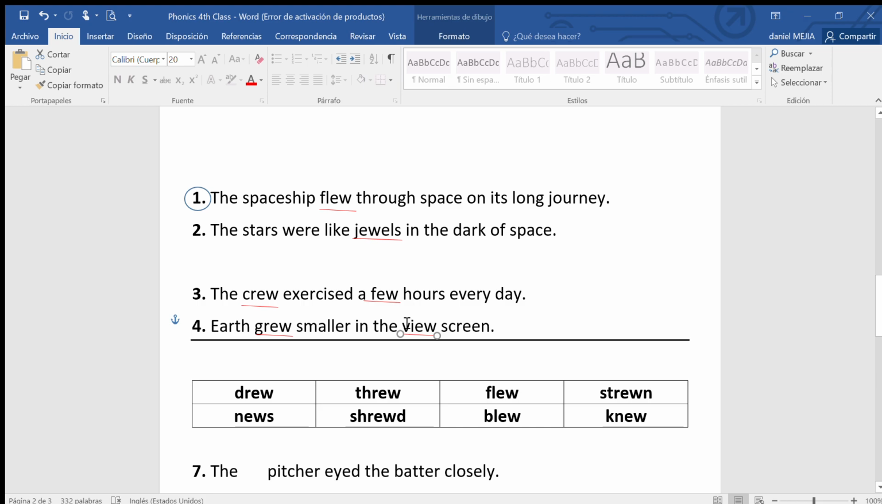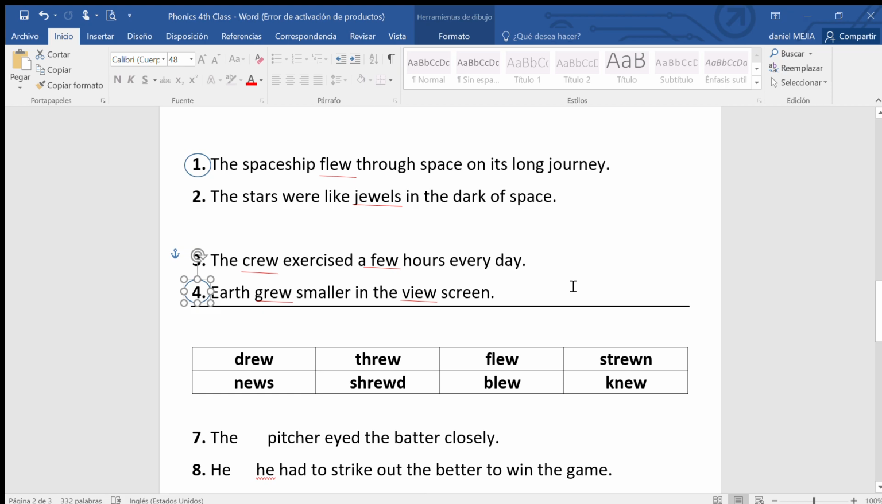Which one makes reference to the picture about what you see? It looks like it is from a spaceship. So it will be number 4. Sorry, sentence number 4. Circle sentence number 4.